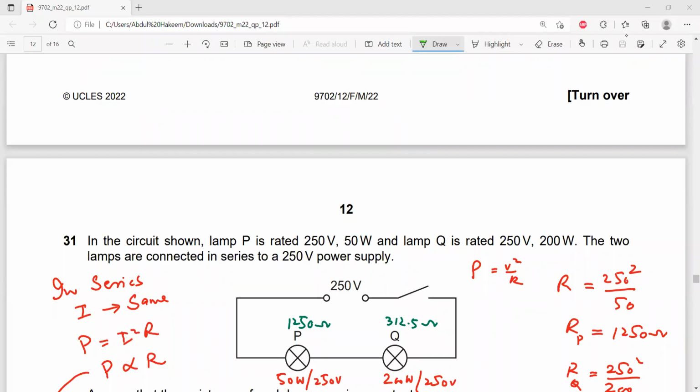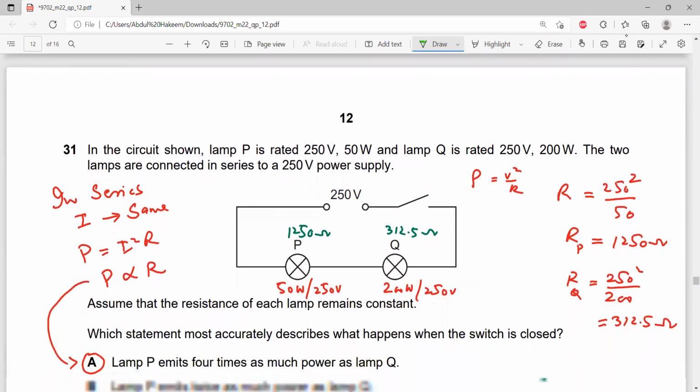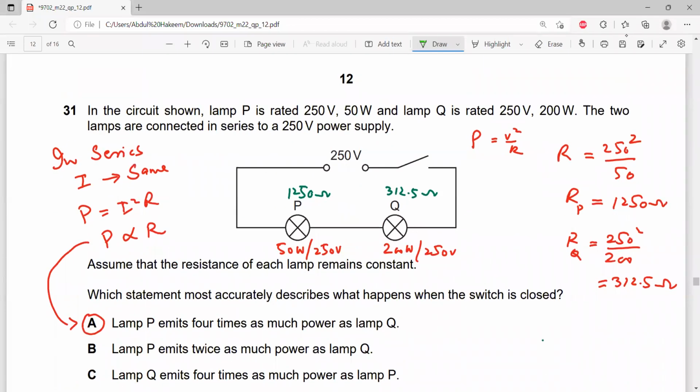Okay, same paper. This is February, March 2022, paper 1-2. Look at question number 31. In the circuit shown, the lamp P is rated 50 volt and 50 watt power, and the lamp Q is rated 50 volt and 200 watt.